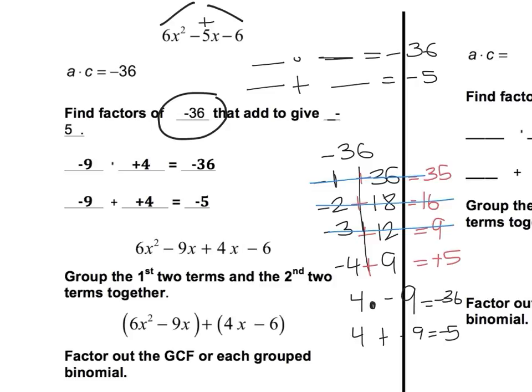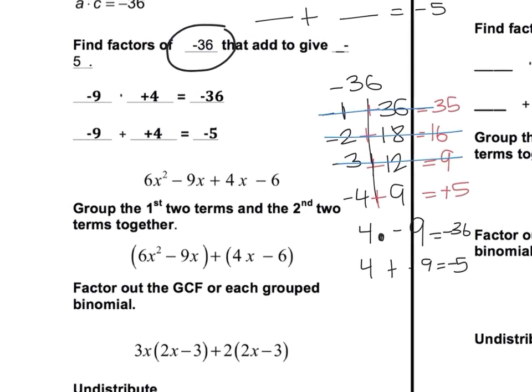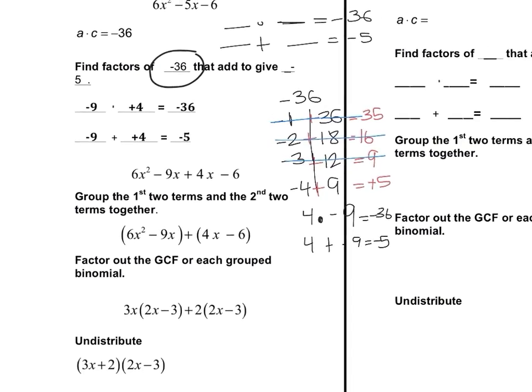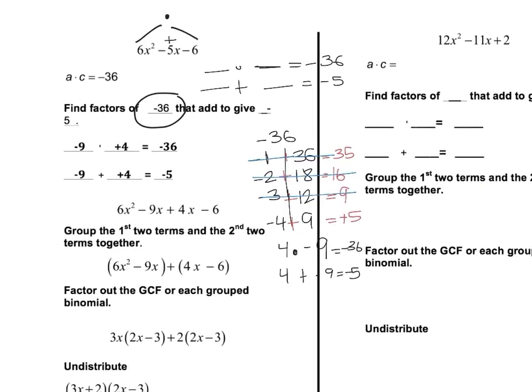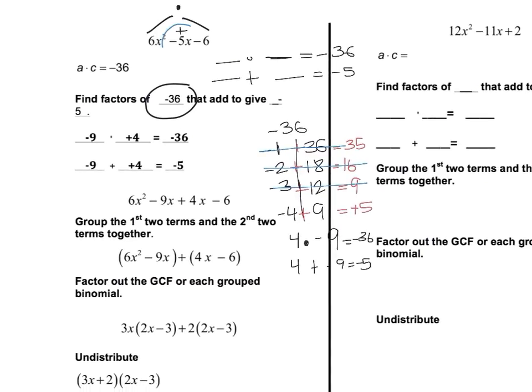negative 9 and 4. After I find the two numbers, I split the middle term, which is in this case a negative 5x. I split this term into two terms. One of them is the negative 9x, and the second one is the 4x. Where did I get the negative 9 from and the 4 from? These are the two numbers I found. These are the two numbers that multiplied to give me negative 36 and added to give me negative 5.